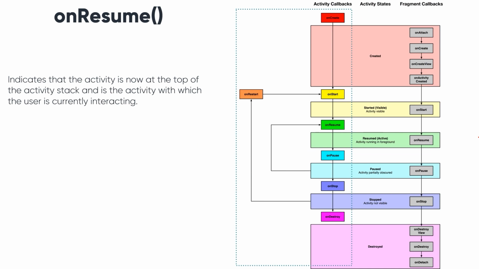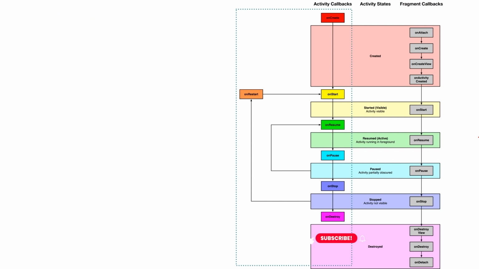The onResume indicates that the activity is now at the top of the activity stack and is the activity with which the user is currently interacting. So when you see a screen in front of you, the activity that you are seeing is called by, or initialized, or created, or invoked by the onResume method. So the activity running in the foreground is the responsibility of the onResume method.